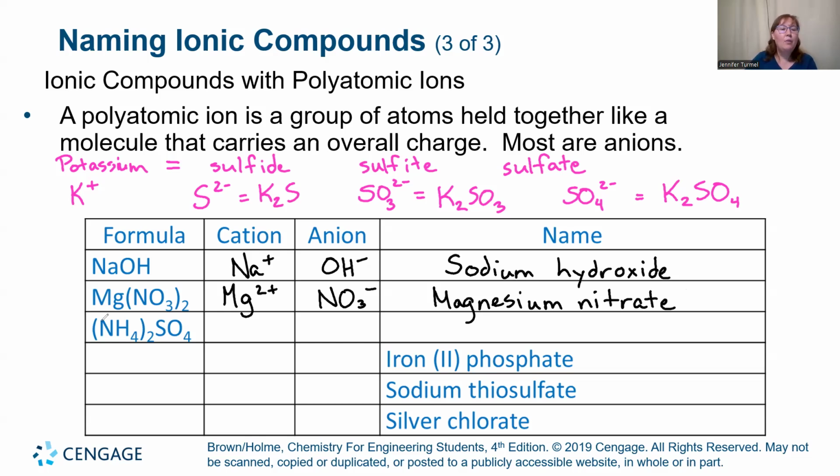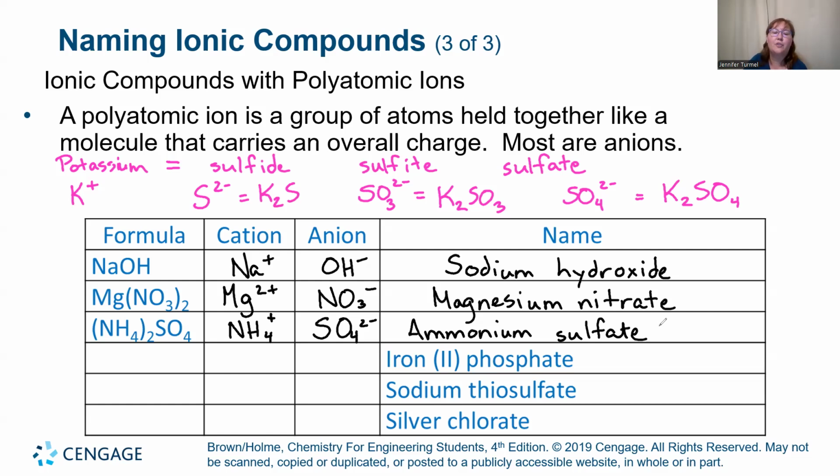Okay. And you have NH4 with a 2. Now, this is one of our only polyatomic cations. It's NH4 with a 1+ charge on it. And your SO4 is SO4 with a 2- charge on it. And you can see you've brought this down, and that's in parentheses. So this is ammonium sulfate.